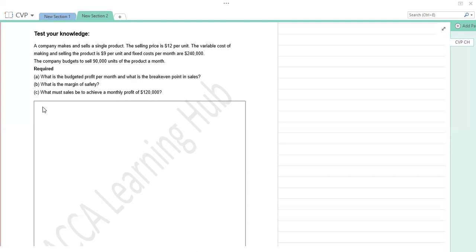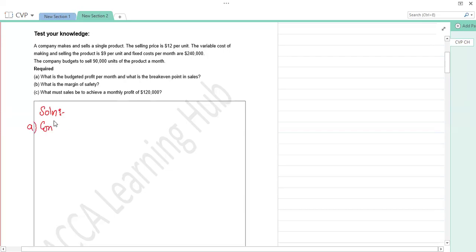Again, it is the revision of single product break-even analysis. So first of all, you have to calculate the profit, the first requirement. Now we will calculate the contribution per unit. The formula of contribution per unit is selling price minus variable cost. In the question, your selling price is 12, variable cost is 9. You will get the contribution per unit, that is 3 per unit.